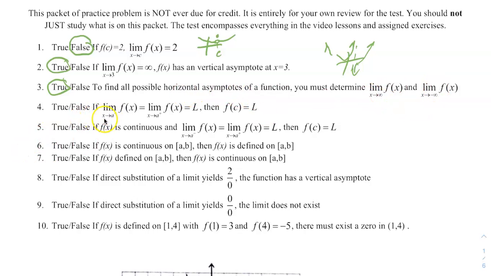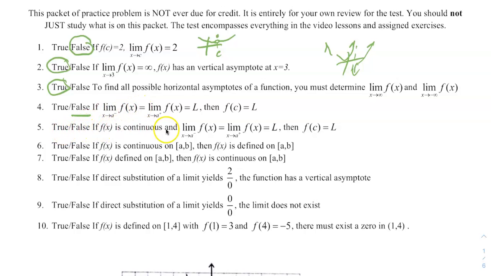True or false? If the limit as x approaches a from the left is equal to the limit as x approaches a from the right is equal to L, then f of c equals L. That is false. It's almost true. If the limits from the left and the right match, the limit has to equal L, but f of c does not have to equal L. Kind of like the one we had up here. Same counterexample. From left and right equals some value, but the value might be something else. So false.